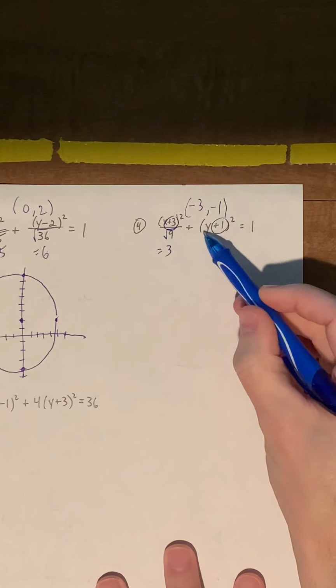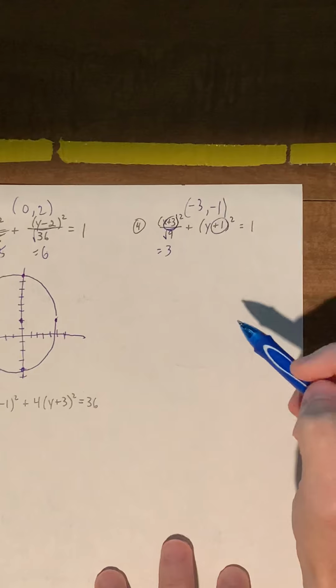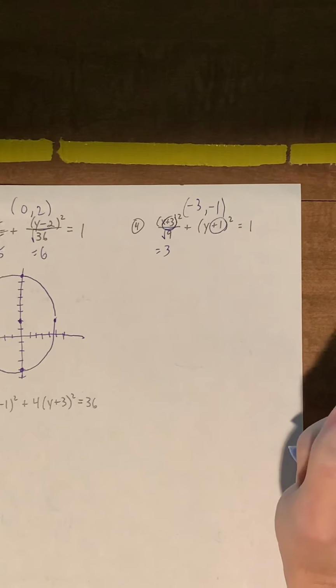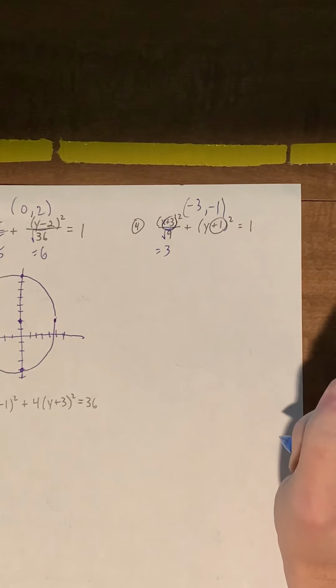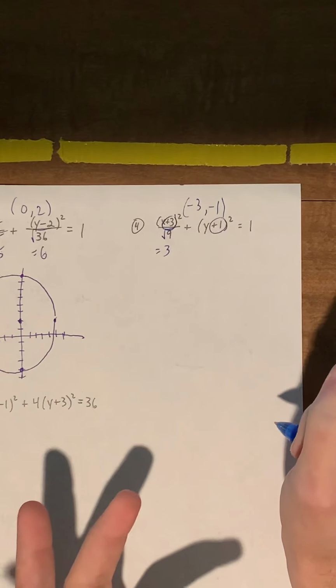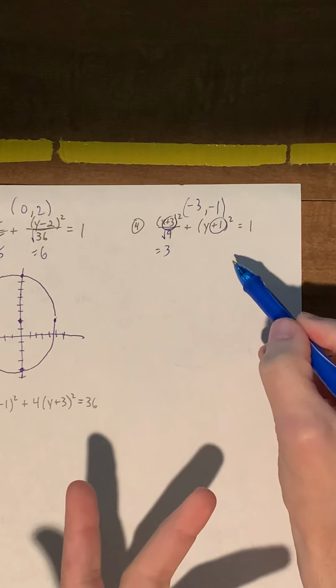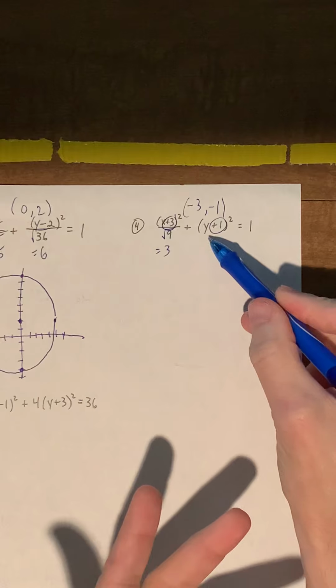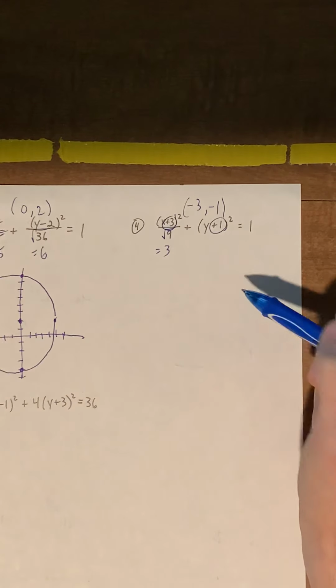But look what you got over here. You don't have a number in the denominator. You don't have any denominator. What do you think you do here? Because you got to have a denominator to take the square root of that number to find out your radius in the Y direction.